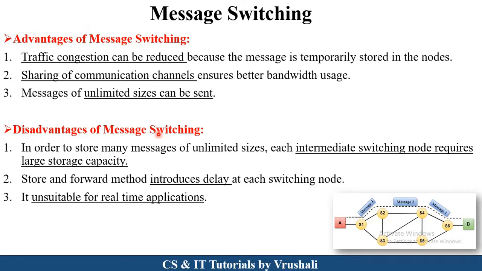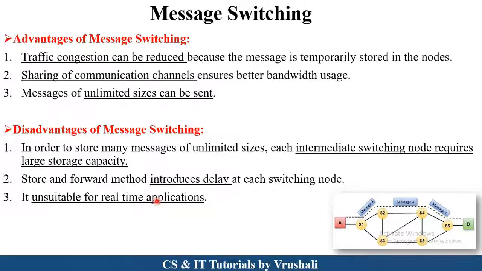The next is disadvantages of message switching. They store the message in a particular intermediate node, right? So they require a large storage capacity. And due to the store and forward method, there is delay in communication. They require maximum time. And last, it is unsuitable for real time applications.